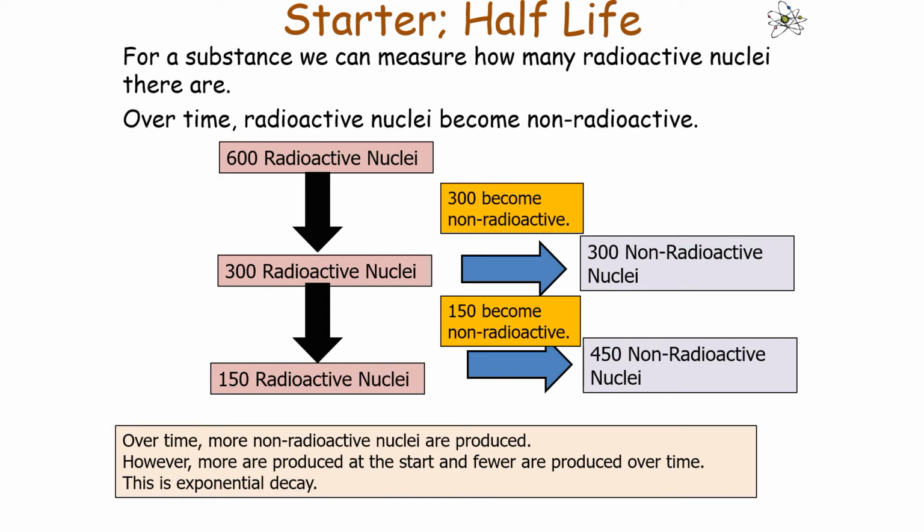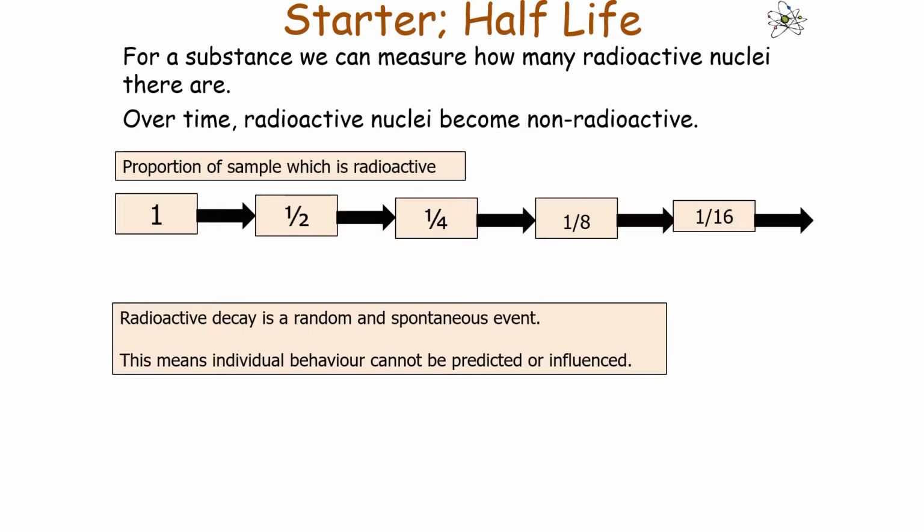Just remember, when a substance decays, it doesn't disappear out of the universe, rather it's becoming non-radioactive. So over time, more non-radioactive or stable nuclei are produced. More are produced at the start of the process and fewer are produced over time, and we call this process exponential decay. So, for a substance, we can measure how the half-life takes place for each one.